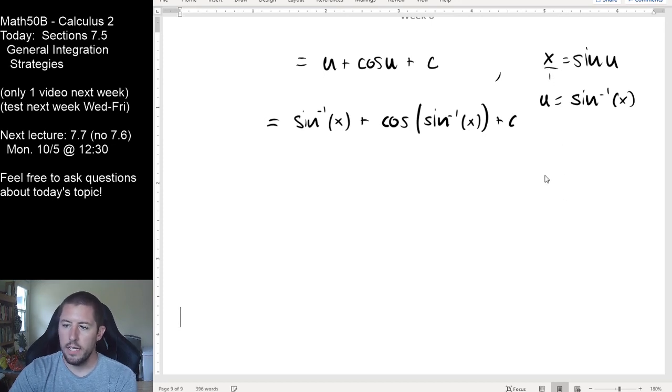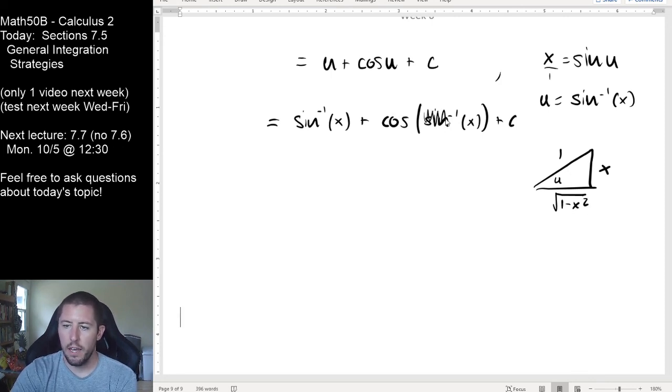X over 1 is sine of u. So that would be my u right there. That's apparently the angle that we're taking in. Sine is opposite over hypotenuse. So therefore, our other leg here is the square root of 1 minus x squared. And now I can take the cosine of u.